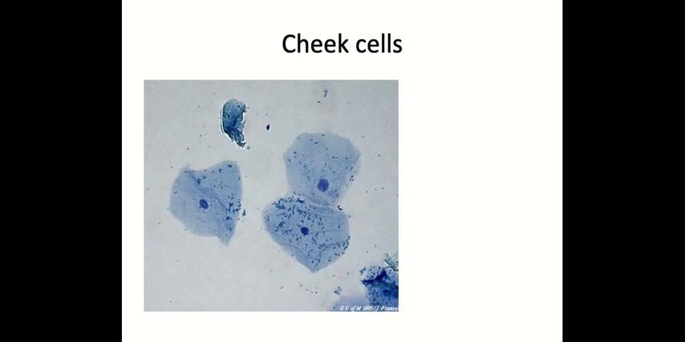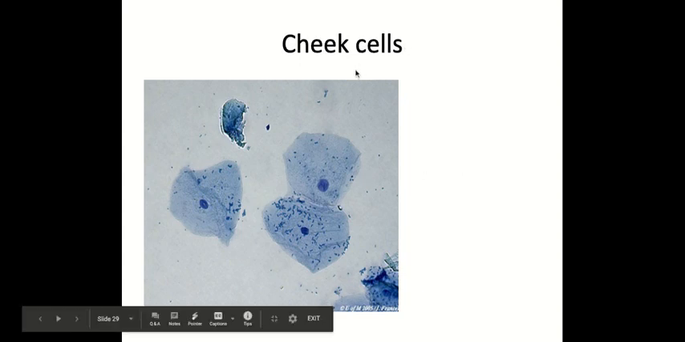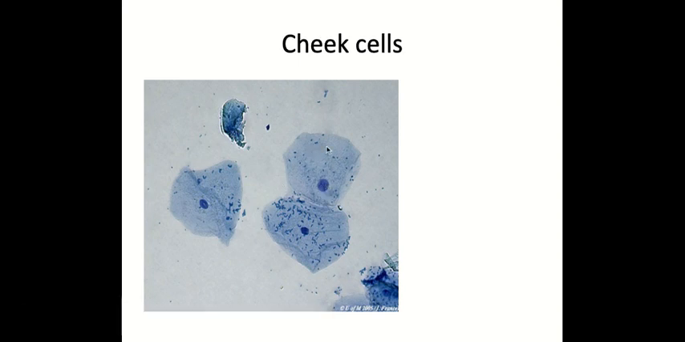So I'm just going to show you some pictures of those so that we can match those up to what we've seen in the diagrams already. So cheek cells are a type of animal cell. Because we can see here it's got a nucleus, and we can see it's got cytoplasm and a cell membrane.